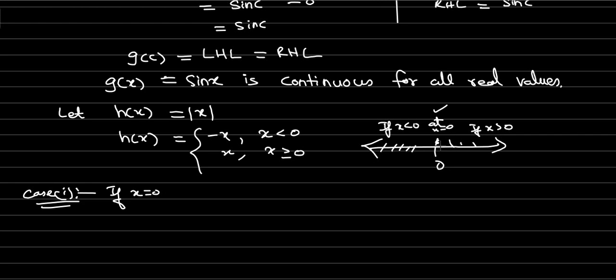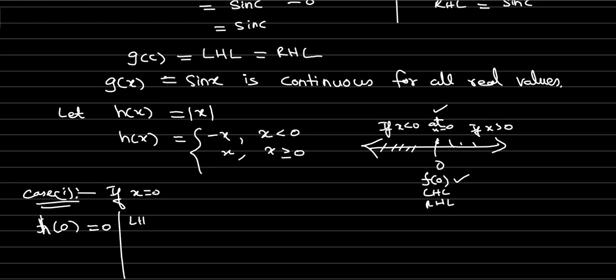Whenever we check the continuity at one particular point, what do we need? The f of 0 value, the left hand limit and the right hand limit are required. Now let's find f of 0, that means h of 0. When x takes exactly 0, what is the suitable function? The second function, h of x equals x, so h of 0 equals 0.